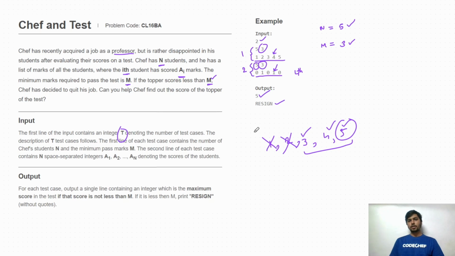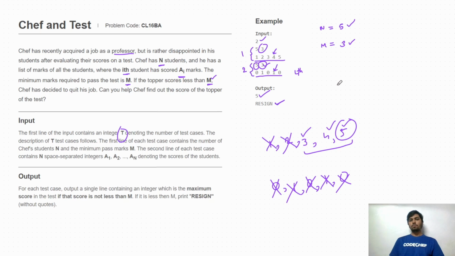Let's see the other test case. Here we have got total 5 students and the scores are 0, 1, 0, 1 and 0. Here the passing marks is 3 and we can observe that none of the students passed the test. So everyone failed the test. So our chef will resign because the entire class failed. So we will print resign as the output.